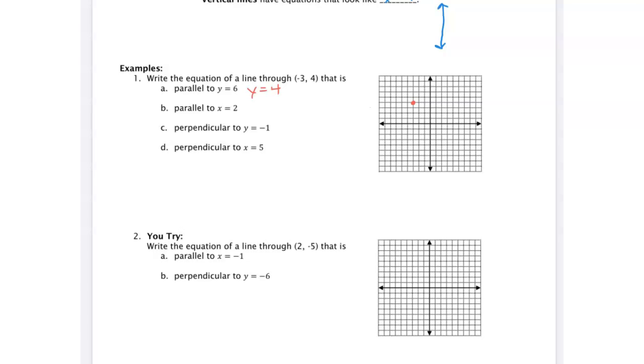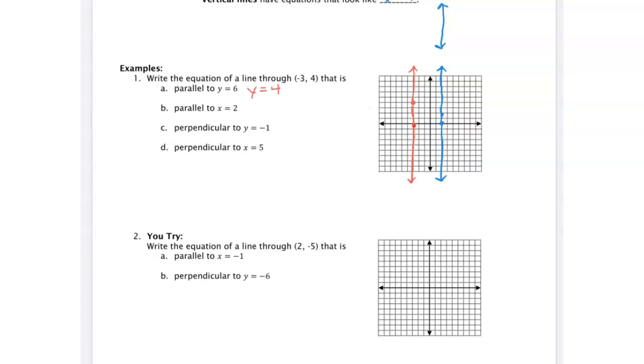Part B says that we're writing an equation of a line through the same point, negative 3, 4, which is here again, and that line is parallel to x equals 2. So let's go ahead and draw in x equals 2. We go to x equals 2 on the x-axis, and this time this is our vertical line. So x equals 2 is vertical. And we have a line that's parallel to it, but goes through our point, negative 3, 4. So in this case, we visualize it. It looks like this. It's parallel to the blue one.